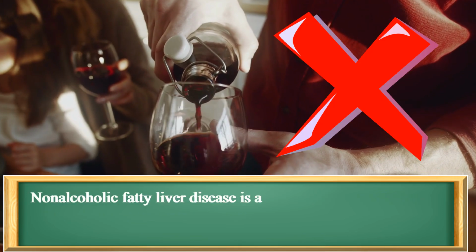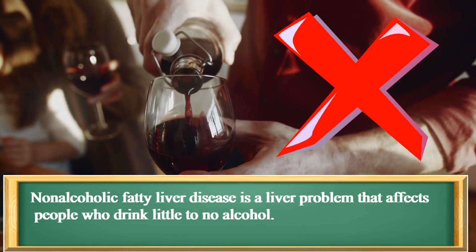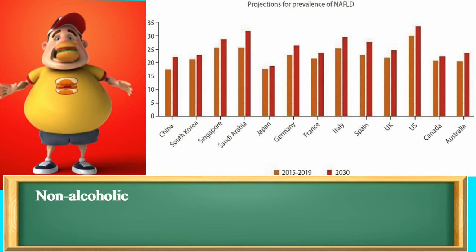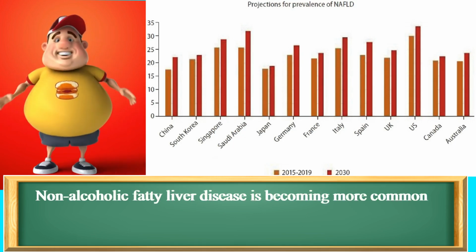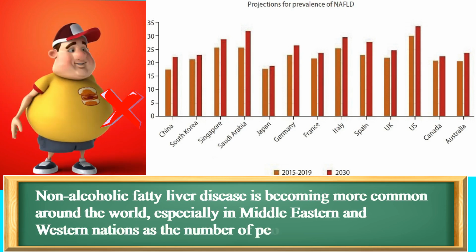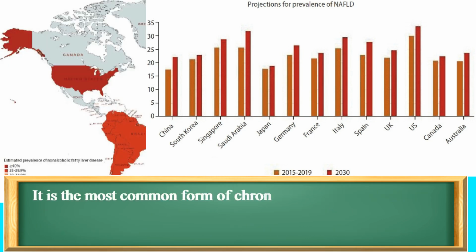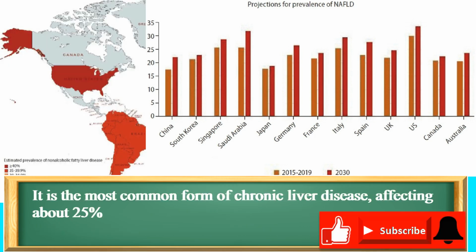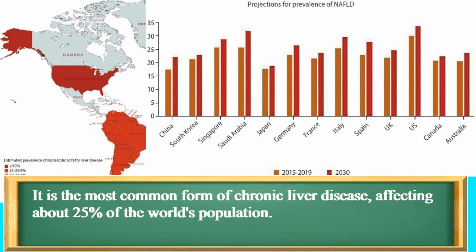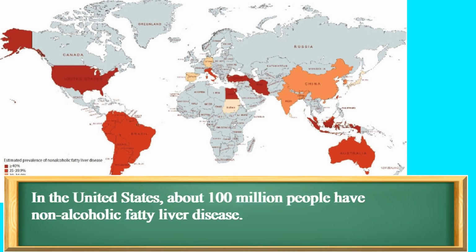Non-alcoholic fatty liver disease is a liver problem that affects people who drink little to no alcohol. It is becoming more common around the world, especially in Middle Eastern and Western nations, as the number of people with obesity rises. It is the most common form of chronic liver disease, affecting about 25% of the world's population. In the United States, about 100 million people have non-alcoholic fatty liver disease.